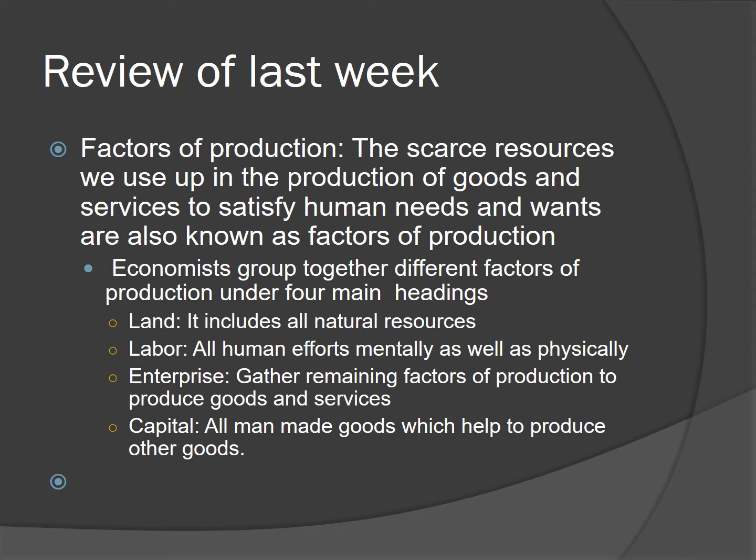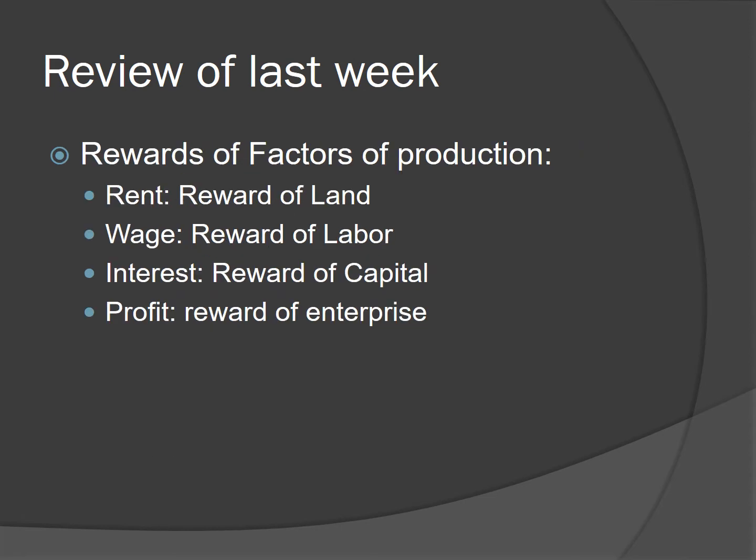Economists group together different factors of production under four main headings. Land, it includes all natural resources. Labor, all human efforts, mentally as well as physically. Enterprise, gather remaining factors of production to produce goods and services. And capital, all man-made goods which help to produce other goods. Rewards of factors of production are rent, wage, interest, and profit.